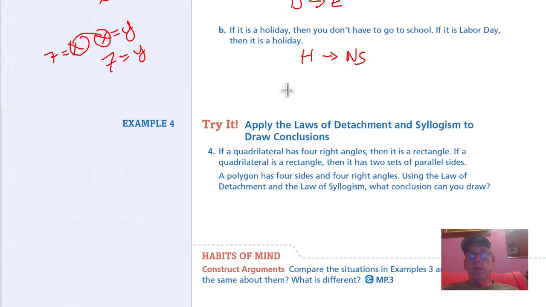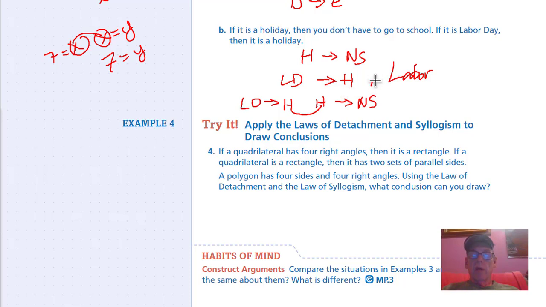Now the next one says it's Labor Day, and if it's Labor Day, it's a holiday. So let's see how we can connect these together. We can go, if it's Labor Day, then it's a holiday. If it's a holiday, then there's no school. The two H's in the middle link these together, and it leaves Labor Day means no school. So if Labor Day, then no school.